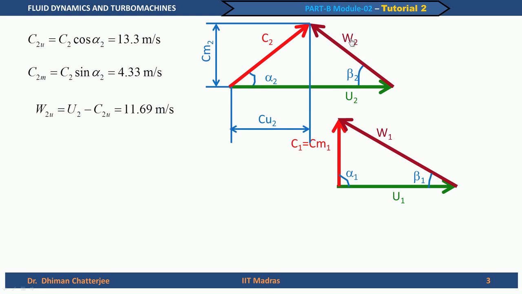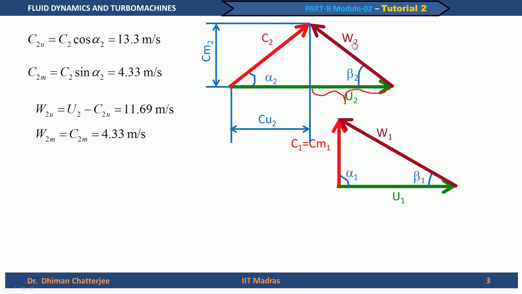So, what is WU2? WU2 is the corresponding projection of W2 along U2. So, this distance is what we are talking about. This distance is WU2. And here when we are talking about it, we can find out the WU2 or W2u is U2 minus C2u, which is 11.69 meters per second. And we know that C2m or Cm2 is equal to W2m and it is equal to 4.33 meters per second.